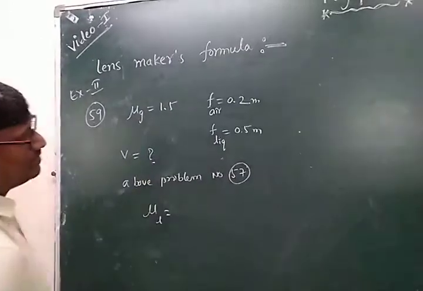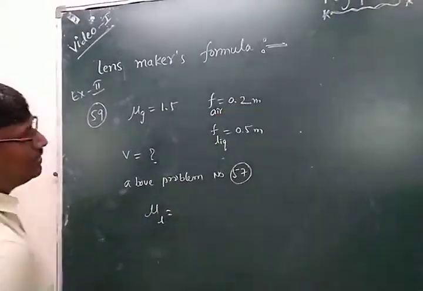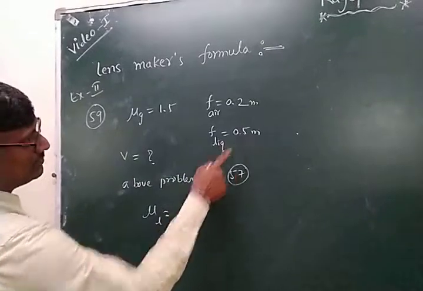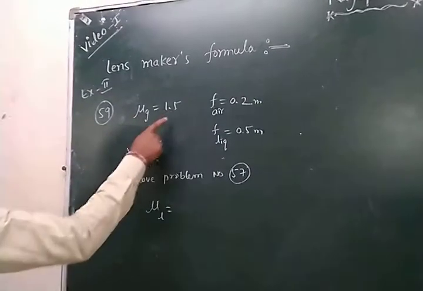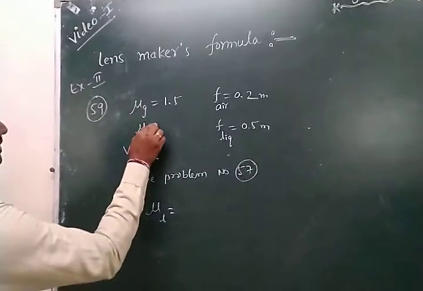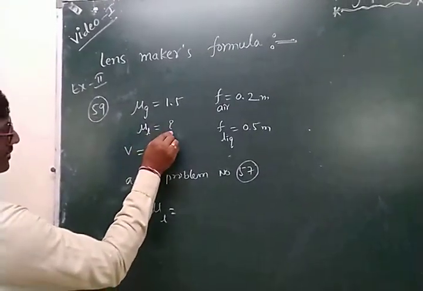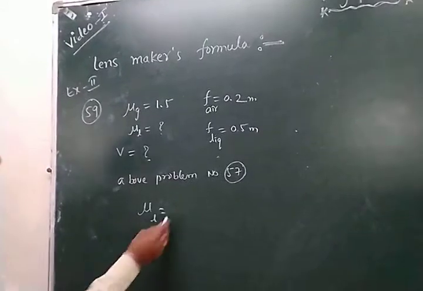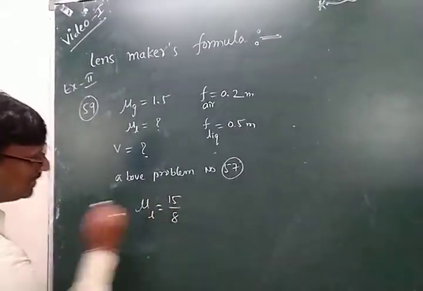That time is also given by the same. The focal length is 0.2, the focal length of the liquid is given by 0.5, and the refractive index of the glass is given by 1.5. Then find the refractive index of the liquid. The value is 15 by 8.